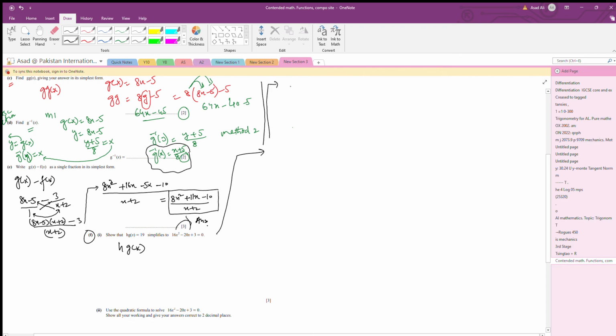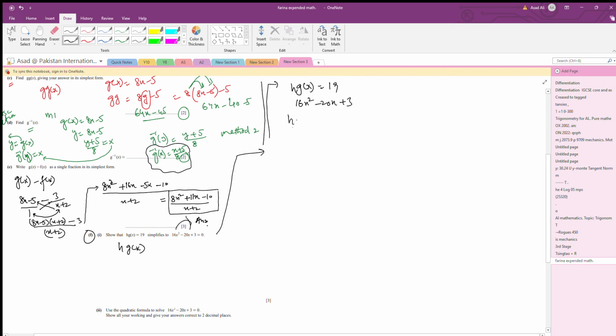Now h of g of x, we need to show this equals 16x squared minus 20x plus 3 equal to 0. Sorry, not this way. We want to show that h of g of x equals 19. This will simplify into 16x squared minus 20x plus 3.